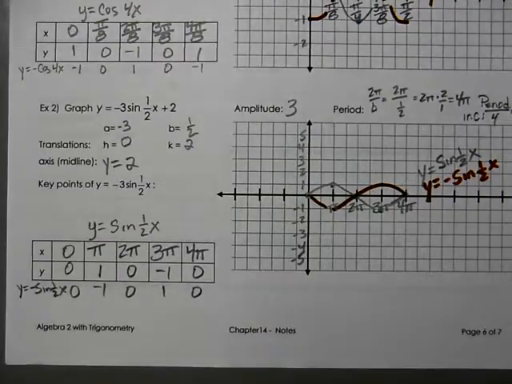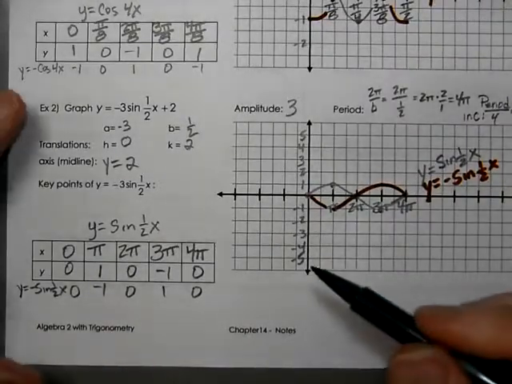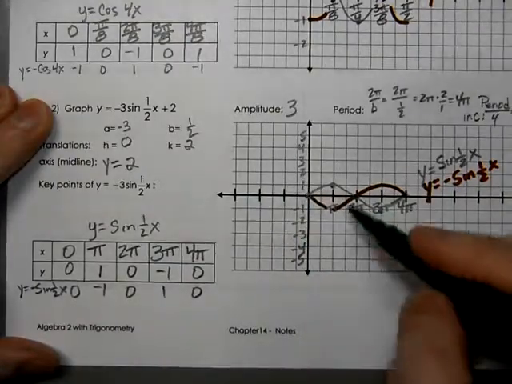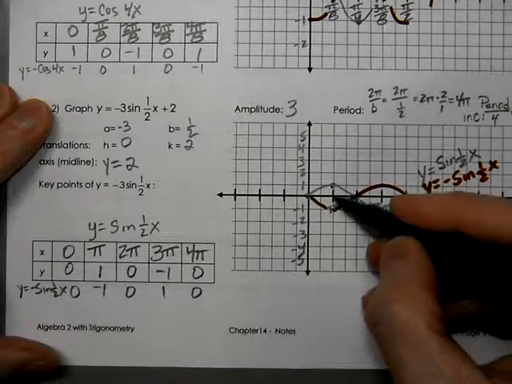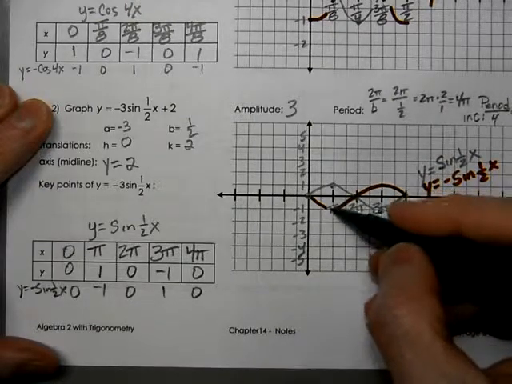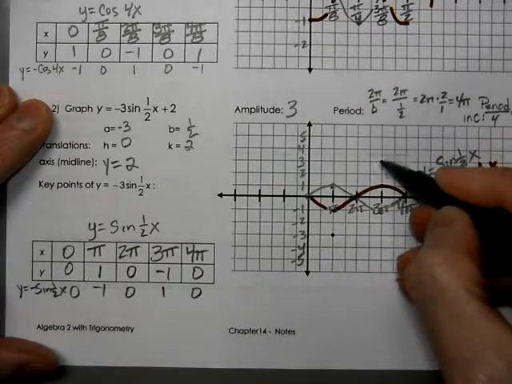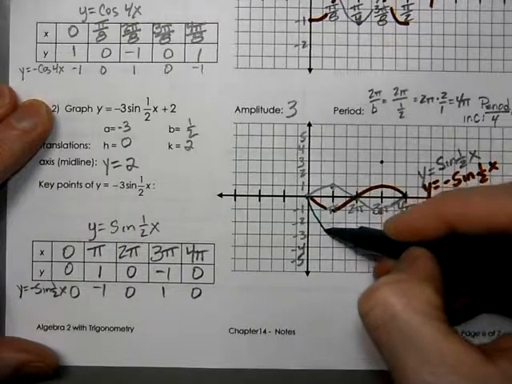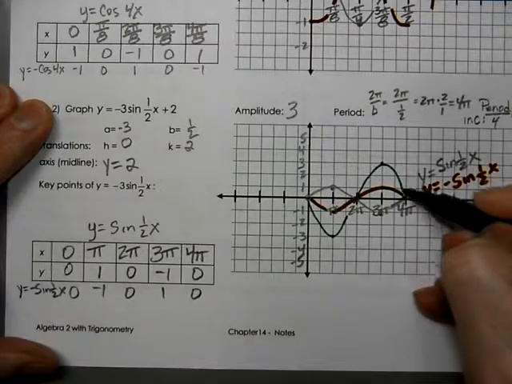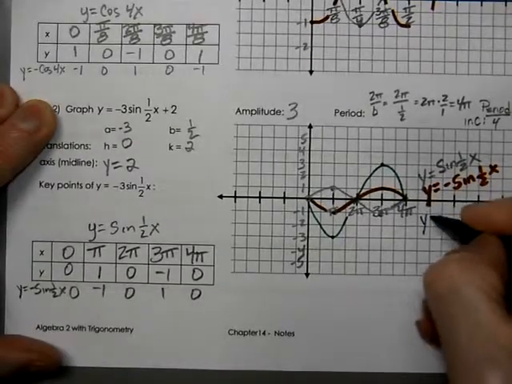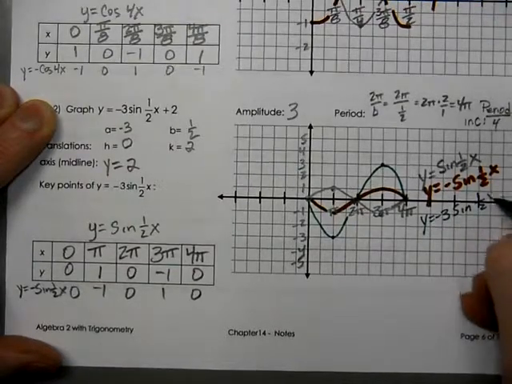From this point, we're going to look at a stretch. We have a 3 for an a value, an amplitude of 3. So that means instead of going down 1, we're going to go down 3 times that. And we'll go up 3 times that. The 0 will not be affected. So this is the graph y equals -3 sine of half x.